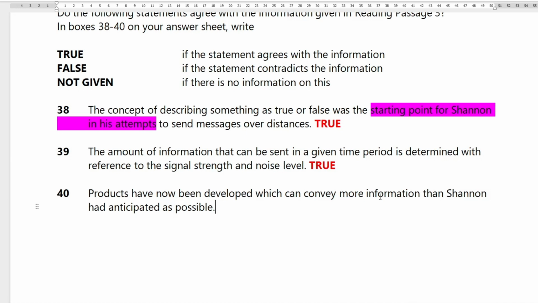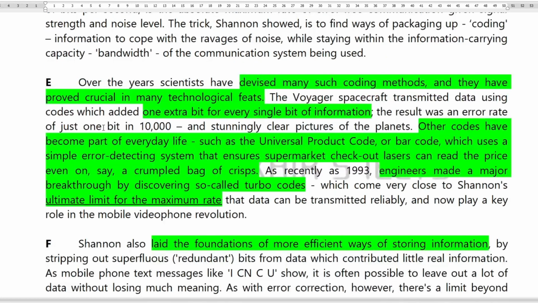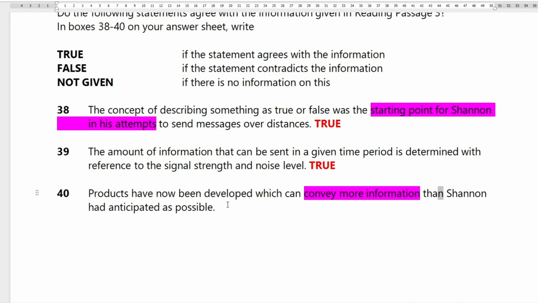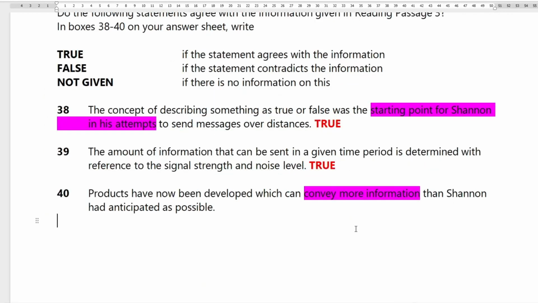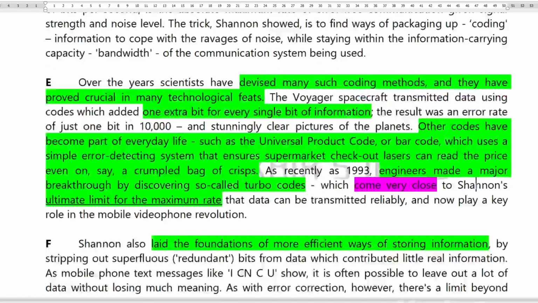So now we're just going to convey more information. Do they convey more information? Which can come very close to Shannon's limit. They come very close to Shannon's ultimate limit for the maximum rate. But however, this one is saying convey more information than Shannon had anticipated as possible. So it does not exceed the limit that Shannon suggested for the rate of reliable transmission.